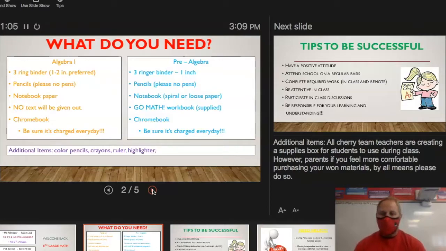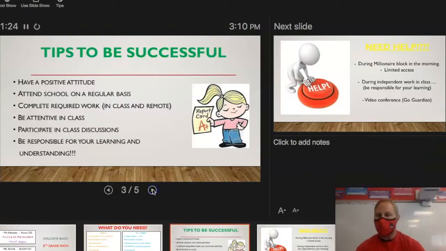Some additional items. All teachers are going to create a pencil supplies box of colored pencils, crayons, rulers, highlighters, things for students to use that will be individual. Parents, however, if you feel more comfortable purchasing that stuff on your own, by all means, please do so. Some things to be successful in 8th grade. One, have a positive attitude. Attend school on a regular basis.